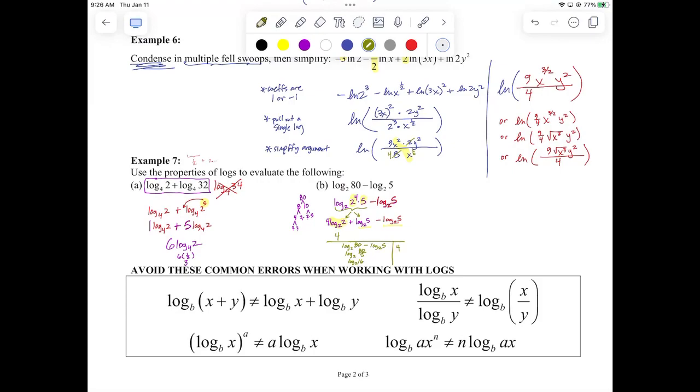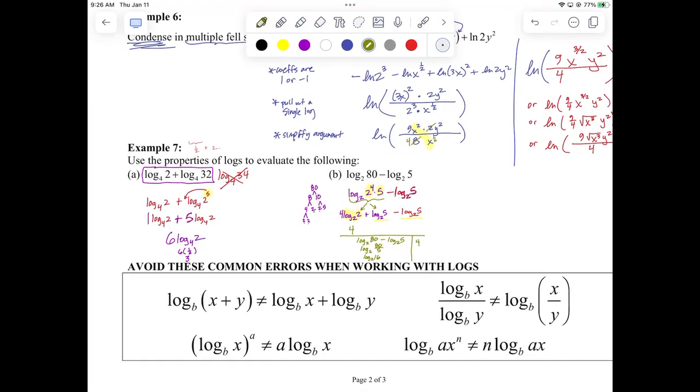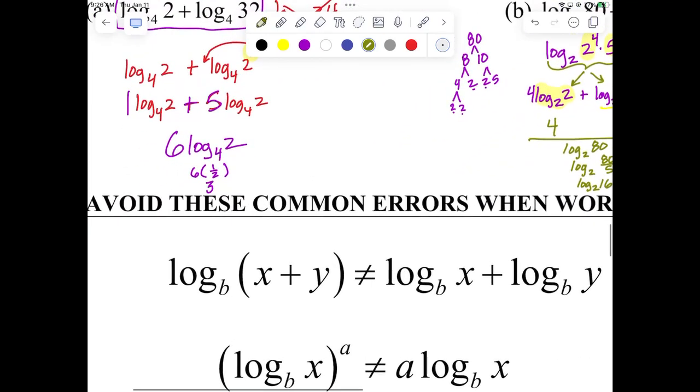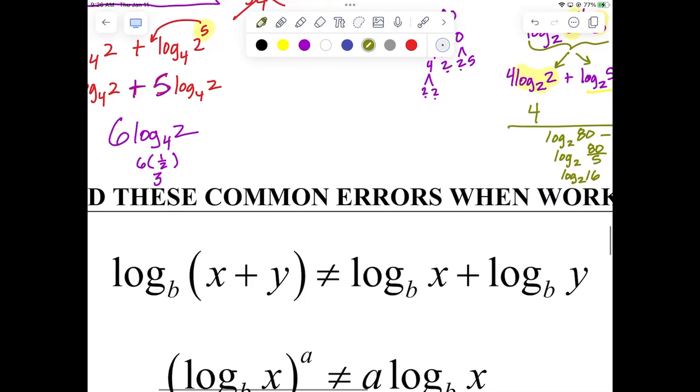Yes. All right. Avoid these common errors when working with logs. Now, everything in this box is an error, okay? They're not equal to each other. This is what students try to get away with every single year, and every year students lose thousands upon thousands of points because they try this, and it doesn't work. Log base b of x plus y is not equal to log base b of x plus log base b of y, okay? You cannot distribute a log inside its own argument.